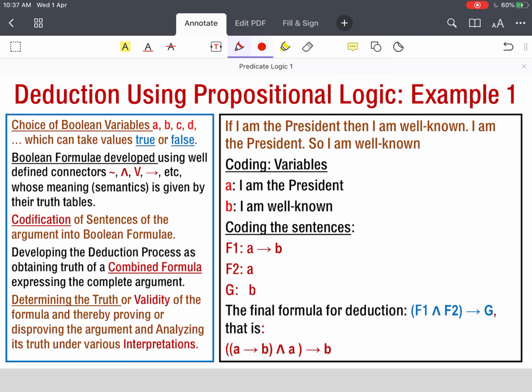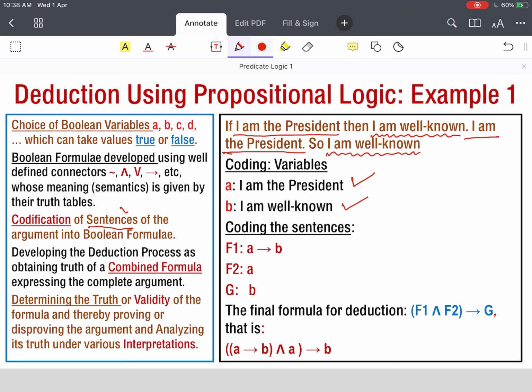The first step is identification of the Boolean variables. So here we identify the Boolean variables as follows. I am the president is identified as one Boolean variable, and we call it A. I am well known is identified as the second Boolean variable, and we call it B. So we have now two Boolean variables, A and B. If A is true, then I am the president is true. If A is false, I am the president is not true. B true means I am well known. B false means I am not well known. This is the first step of identifying the Boolean variables.